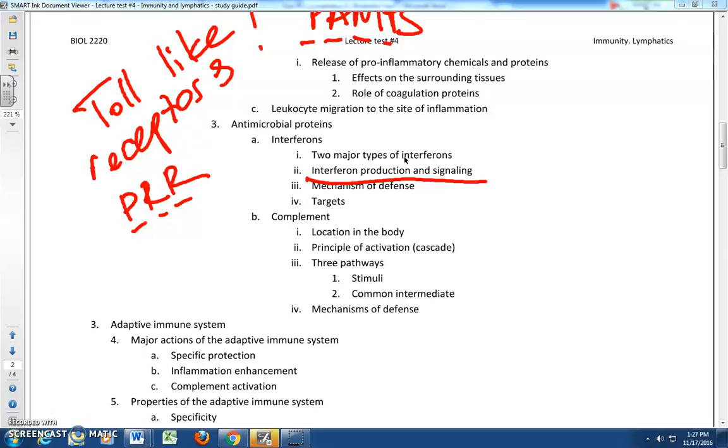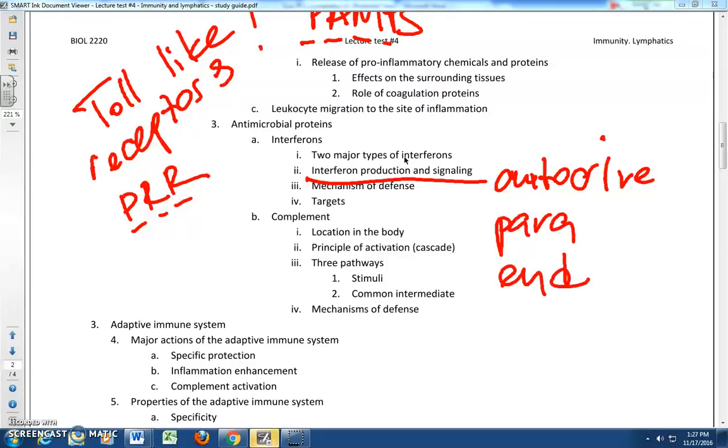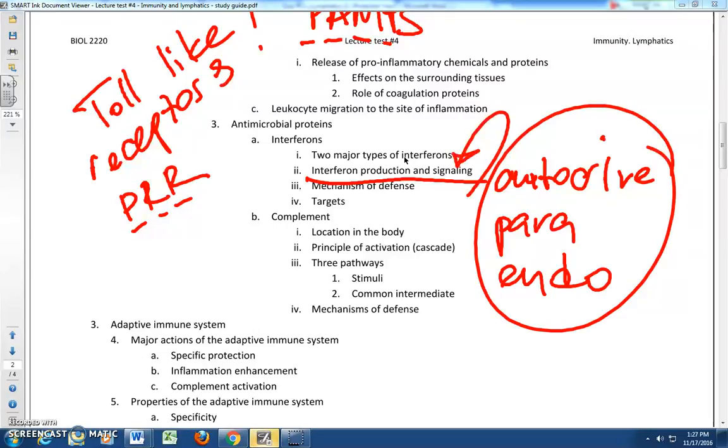They can act in autocrine fashion on the same cell, paracrine fashion on the adjacent cells, and endocrine fashion. Does that make sense? Endocrine is when interferons go into the blood and are delivered to other tissues. As a mechanism of defense, they induce the expression of interferon stimulated genes, the production of different antiviral, antibacterial proteins.